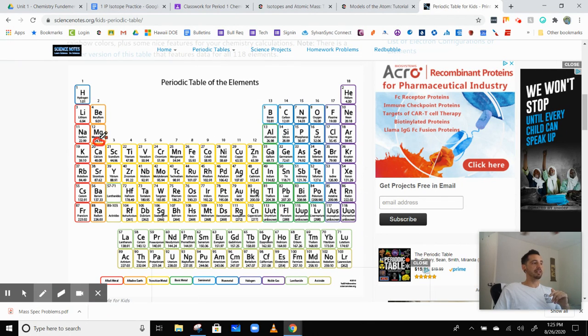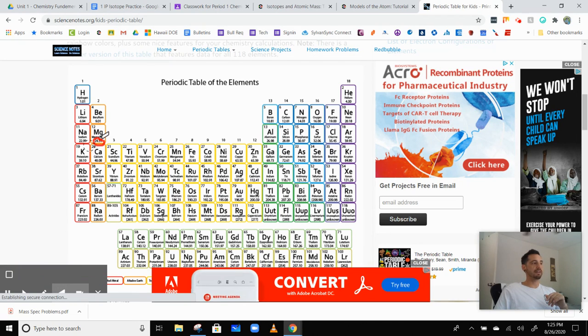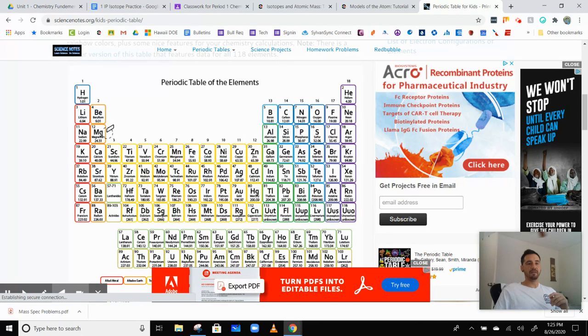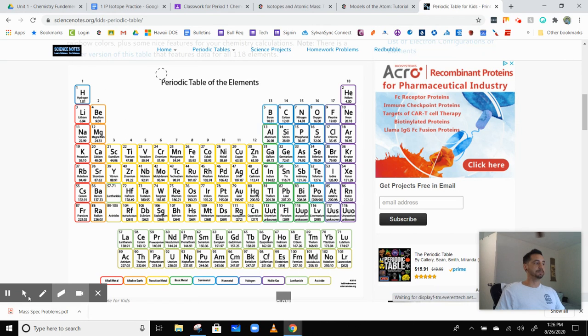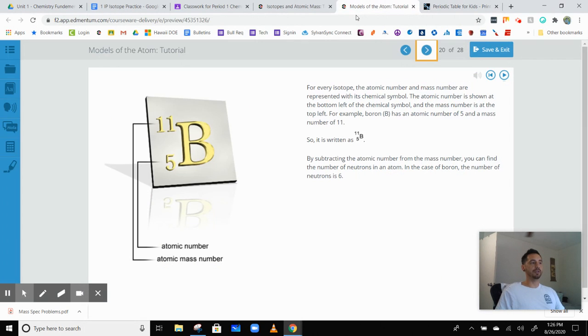Okay, the reason that it's not a whole number is because it's actually an average of all the isotopes. So, for example, magnesium can have isotopes that weigh 24 atomic mass units, or can weigh 25 atomic mass units. And the difference between those two things is the number of neutrons. Okay, the number of neutrons can change. Okay, so let's get back to the tutorial here.